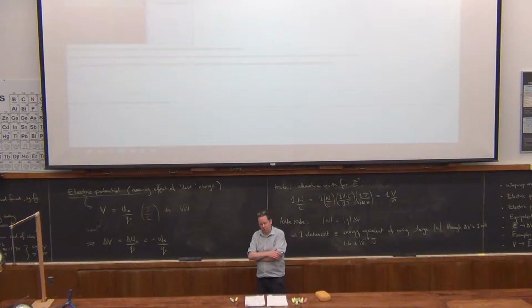And that's where the problem arises. If we're dealing with a scalar, of course, that directional difficulty disappears. And that's one reason why working with electric potential can be helpful.